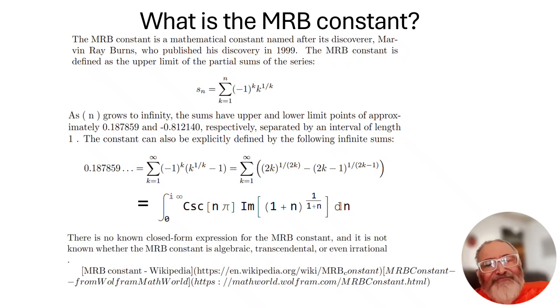0.187859 equals the sum from k equals 1 to infinity of (-1)^k times (k^(1/k) - 1), equals the sum from k equals 1 to infinity of (2k)^(1/2k) - (2k-1)^(1/(2k-1)), which equals the integral from 0 to complex infinity of cosecant(pi n) times the imaginary part of (1 + n)^(1/n).